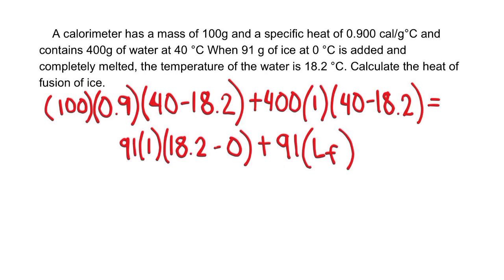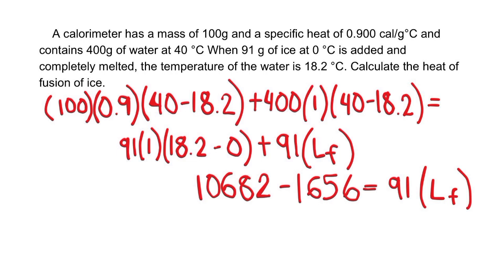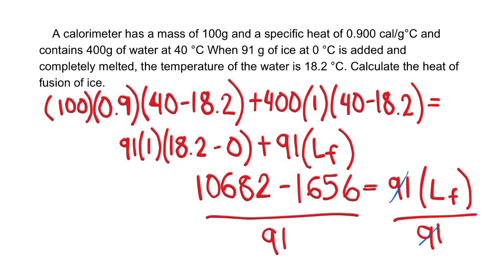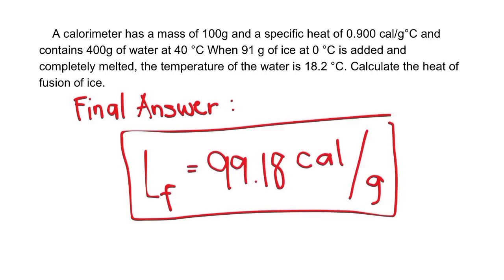100 times 0.9 times the quantity of 40 minus 18.2 plus 400 times 1 times 40 minus 18.2 equals 91 times 1 times the quantity of 18.2 minus 0 plus 91 times LF. Simplifying this, it would become 10,682 minus 1,656 equals 91 times LF. To isolate LF, we would divide both sides by 91. This would give us the final answer of 99.18 calories per gram.